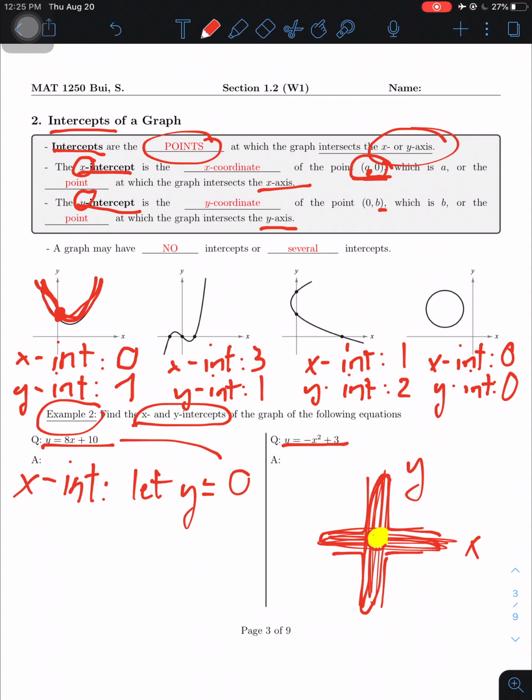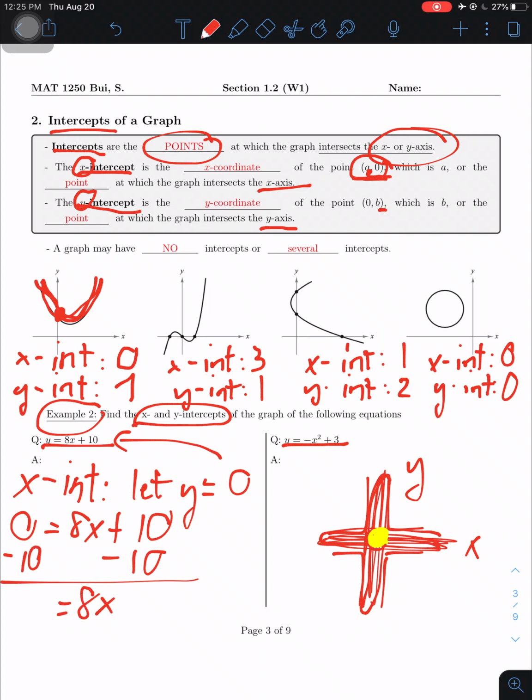And we plug it into the equation. So we're going to get 0 equals 8x plus 10. And then we do our math. So we minus 10 from both sides, and then we divide by 8 from both sides. And then we're gonna get x equals negative 10 over 8, so x equal to 1.